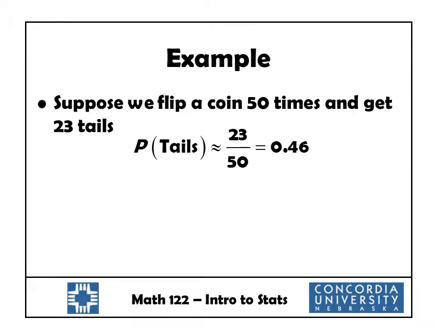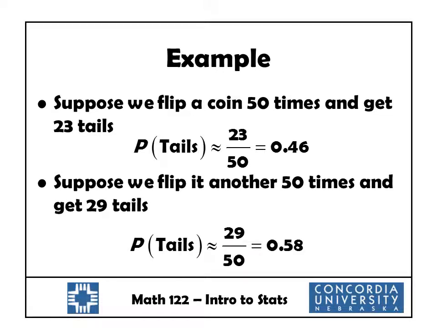which is 0.46. But now let's suppose we flip the coin another 50 times but this time we get 29 tails. There's no guarantee that I'm going to get the same number of tails each time that I flip the coin 50 times. So in this case, the probability of tails would be 29 divided by 50, which is 0.58.